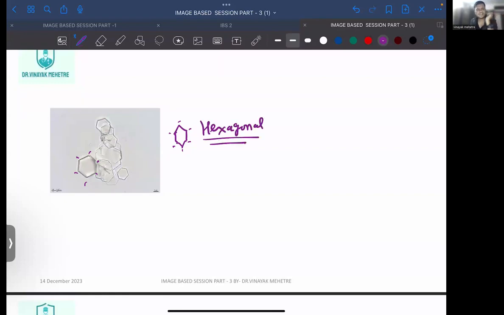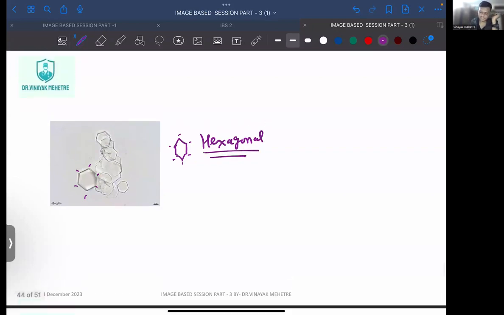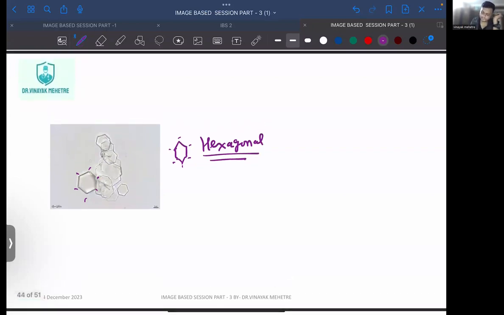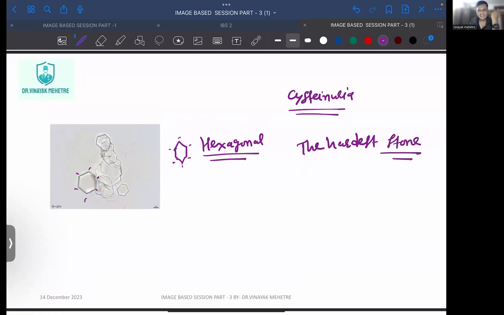राइट, हेक्सागोनल शेप stones are seen in what? Cystinuria. It is seen in cystinuria, right? And remember, this is the hardest stone. This is the hardest stone. ठीक है, ब्रेक करना मुश्किल हो जाएगा इसे.